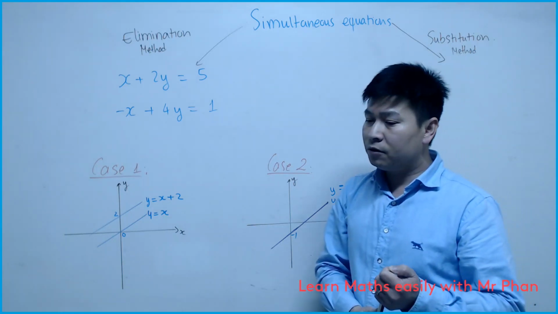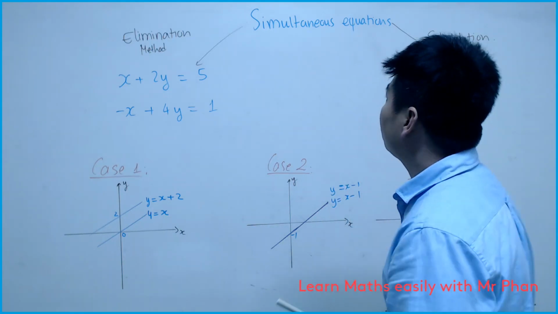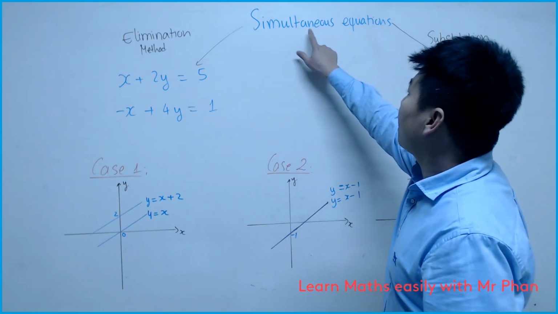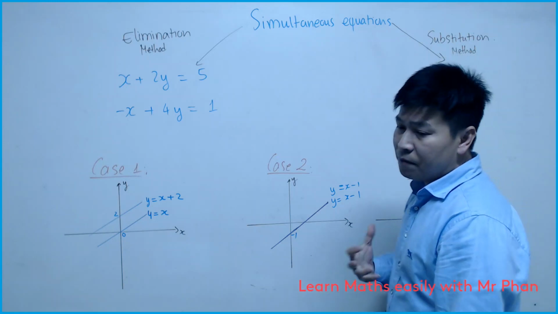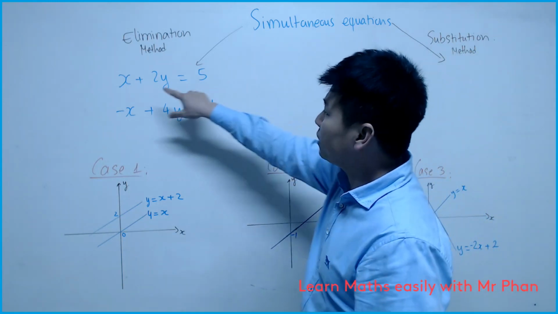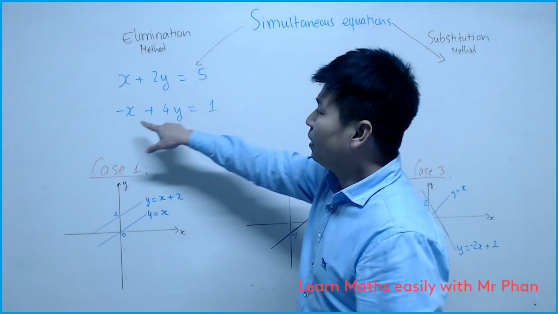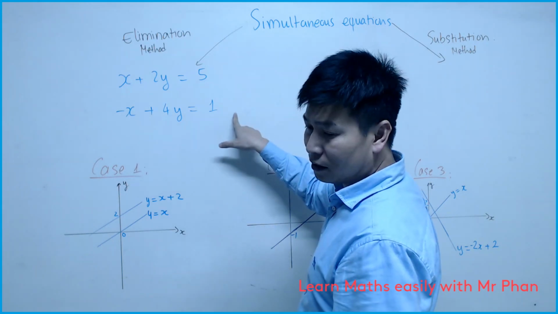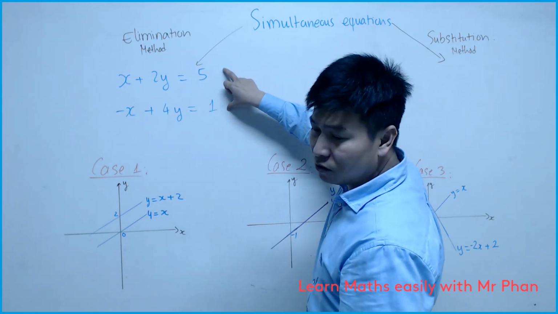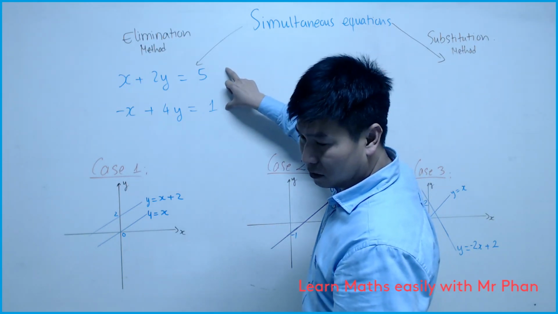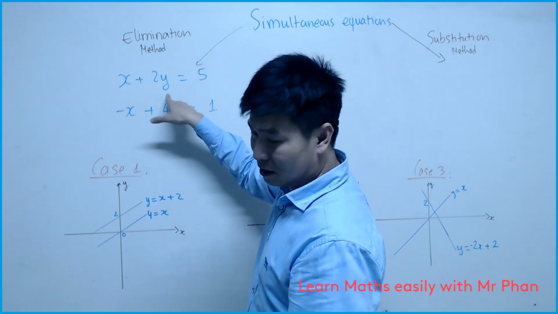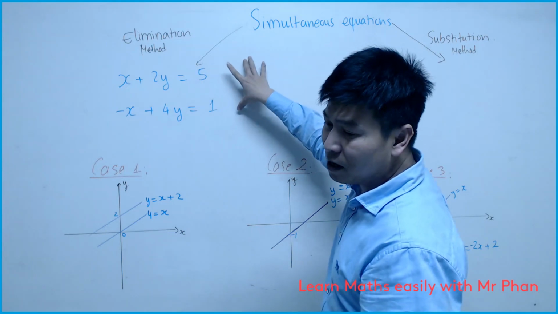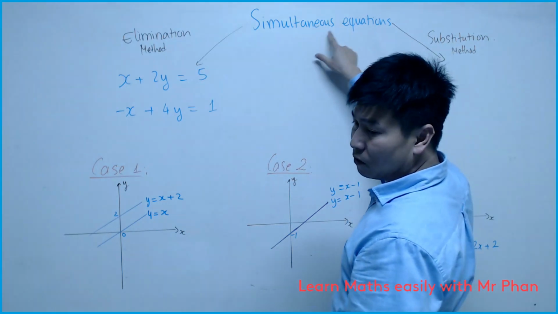Today I'm going to show you how to solve simultaneous equations. Okay, and I'll give you an example here. You see this one here? x plus 2y equals 5 and negative x plus 4y equals 1. We're given two linear equations, and for these two equations, you solve for x and y. So this step is called simultaneous equations.